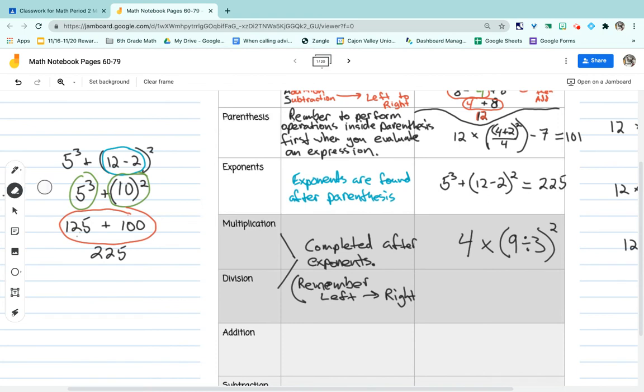You know what I'm going to do here? This is kind of making me confused. I'm going to change this multiplication symbol to a dot, because that makes it a lot easier for me to see. I see that X and I think of a variable. So let's do this. Now, first things first, order of operations.